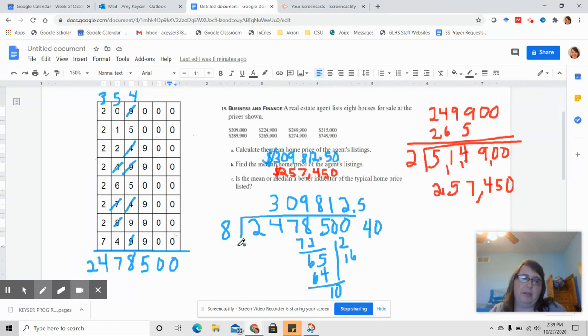But if we take a look here, most of the numbers are clustered in the 200,000s. We have this outlier at 749,000. So when you have your numbers clustered together, the mean is a great measure of the middle. But when you have an outlier, that outlier pulls the mean away from the center of the data.